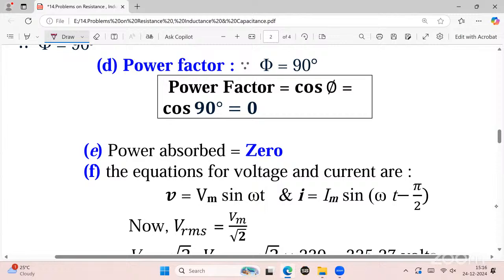F. Equations for voltage and current. What is the voltage equation? V is equal to Vm sin omega t. What is the current equation? I is equal to Im sin(omega t minus pi by 2).